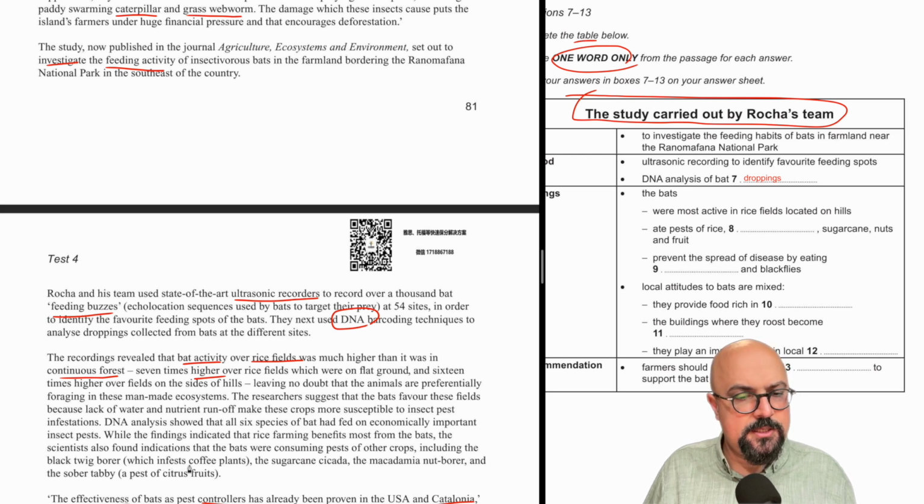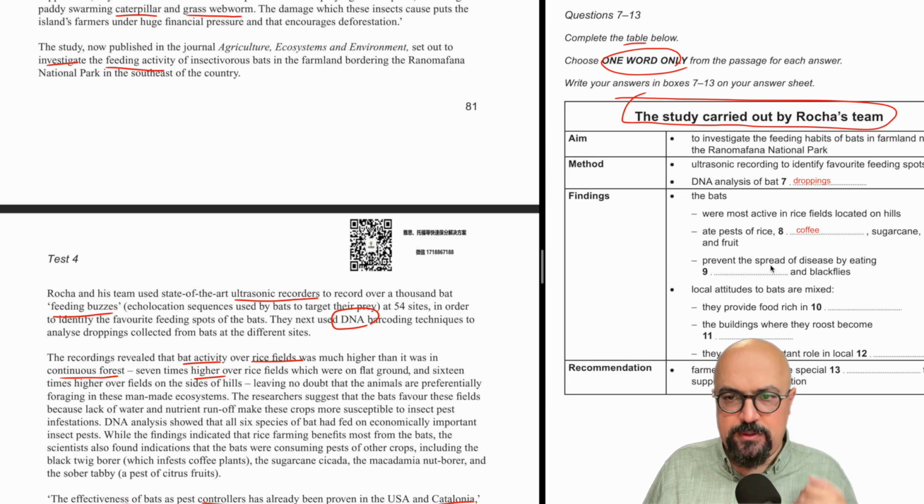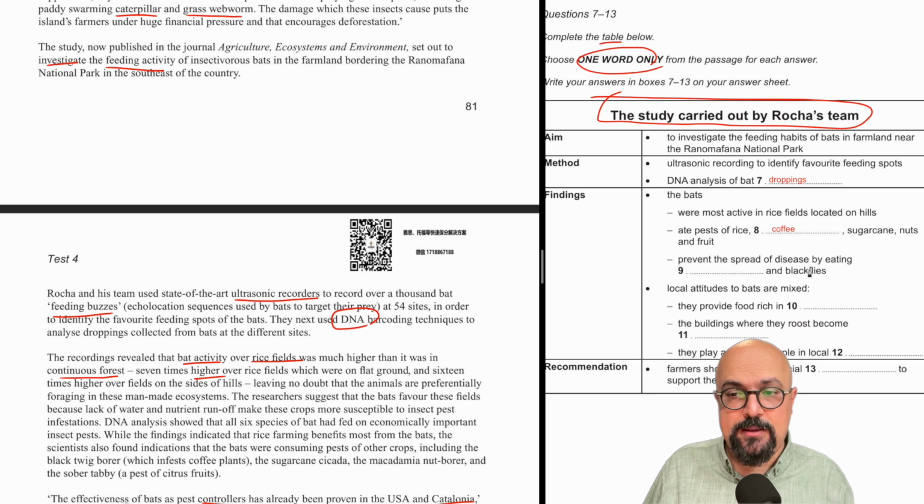Which infests coffee plants. So this is the name of the pest which infects coffee plants. So there's coffee, there's sugarcane, nuts. So this has to be coffee. So now, prevent the spread of disease by eating blah blah and black flies.